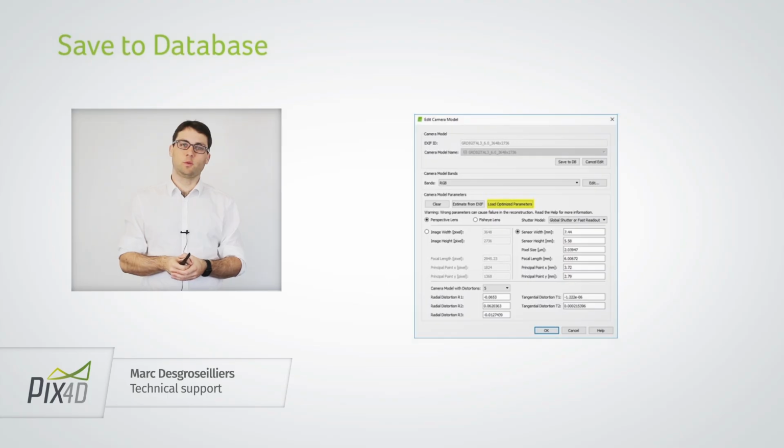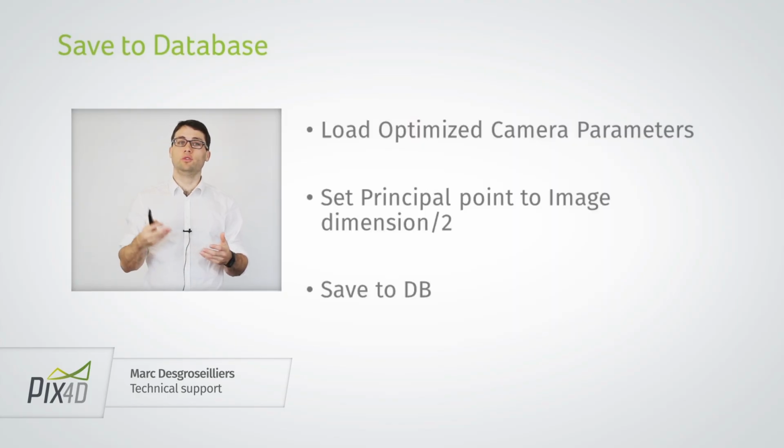Once you're satisfied with the reconstruction, you will want to save your camera model to the database to be able to use it in future projects. So you go to the Edit Camera Model window, and you will load the optimized camera parameters, set the principal point to half of the image dimension. So that means that for the X coordinate you will go to the width divided by 2, and for the Y coordinate you will go to the height divided by 2. And save these optimized camera parameters to the database.